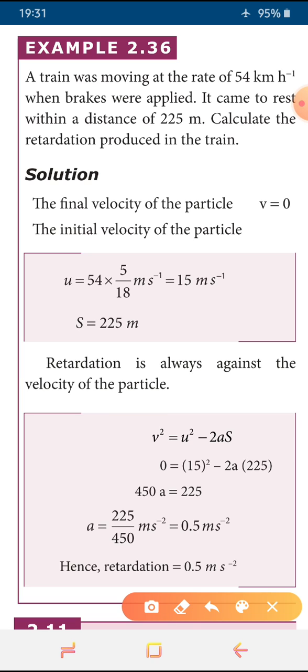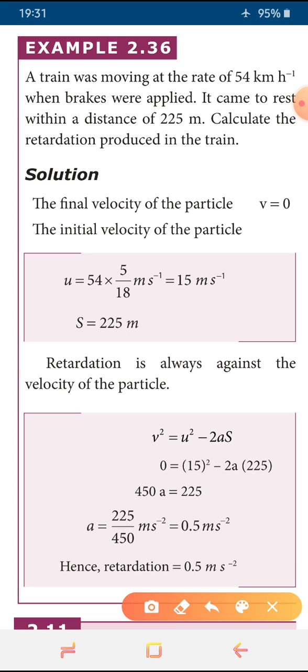Then calculate the retardation. Retardation means opposite to acceleration. Okay, or we can say deceleration, reducing acceleration, or negative acceleration produced in the train. When we apply the brake, the speed reduces, and we have to find that acceleration, that means the retardation.